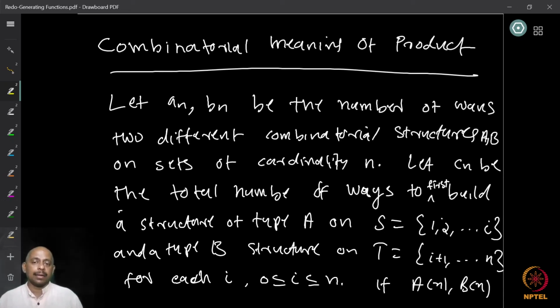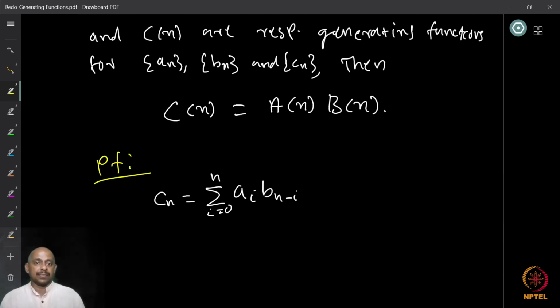Now, if A(x) and B(x) represent the generating functions for a_n and b_n, and C(x) represents the generating function for c_n, then the claim is that C(x) is equal to A(x) times B(x). The product of the generating functions of A and B will give you the generating function for c_n. And the proof is simple. The proof is that c_n is equal to the summation i equal to 0 to n of a_i times b_(n minus i), the way we have defined it.